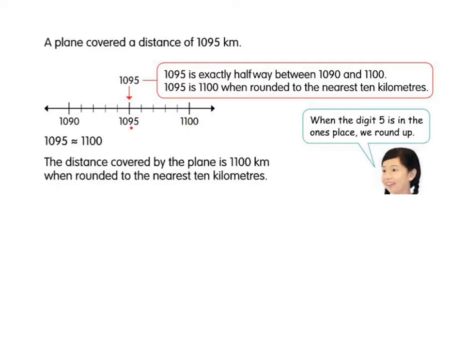So now that we've done that, we can say, well, is it closer to this one or is it closer to this one? Now, obviously, if we were here, we'd be able to say it's close to here. If we were over here, we could see where it was close to. But we're actually right in the middle. And the rule that we have when we're in the middle is that we always round up. So we can say that 1,095 is approximately 1,100, which is rounded to the nearest 10 kilometres. This little symbol you'll be using now with this work.